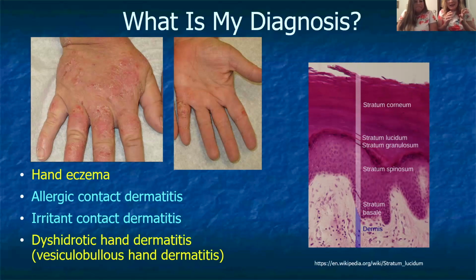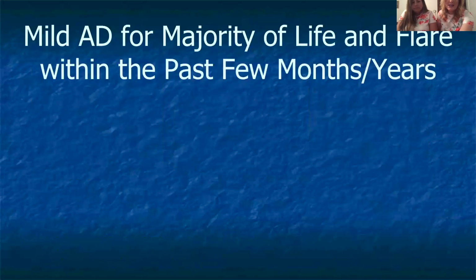So dyshydrotic eczema, that just means eczema of the hands. You can see these tiny little vesicles. It's a diagnosis based on morphology or shape. Right. So you can have dyshydrotic hand dermatitis that's caused by allergic contact or irritant contact if they're constantly hand washing. So that's why all the diagnostic terms can sometimes be used.